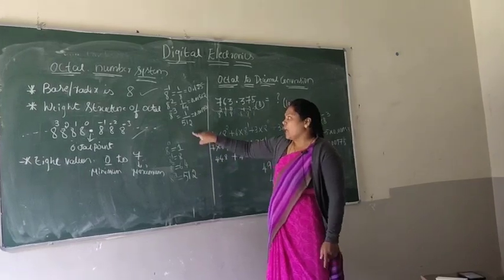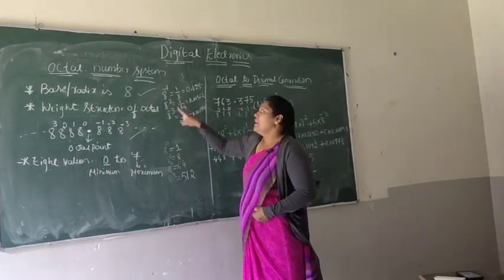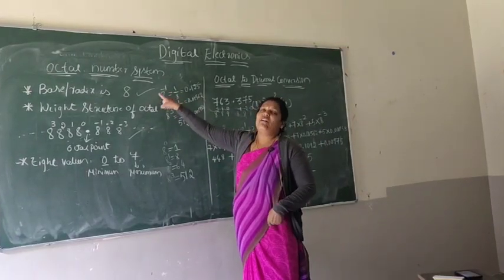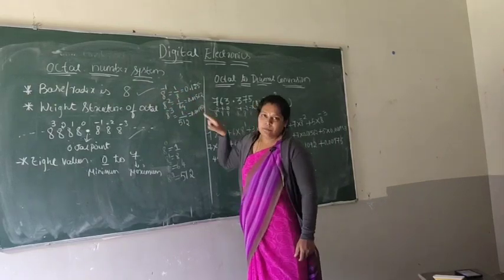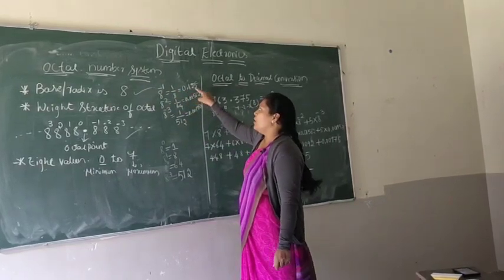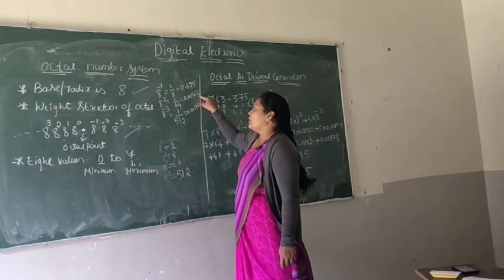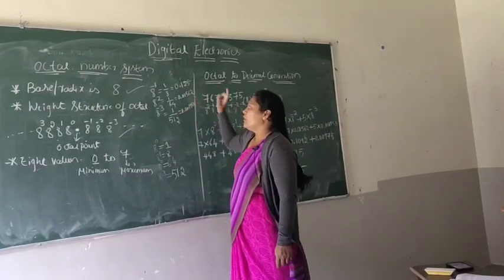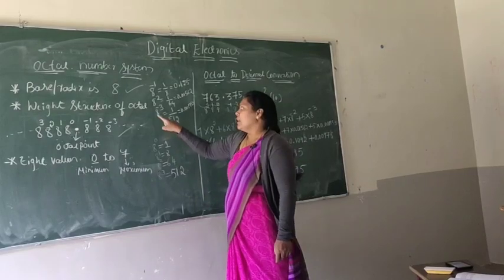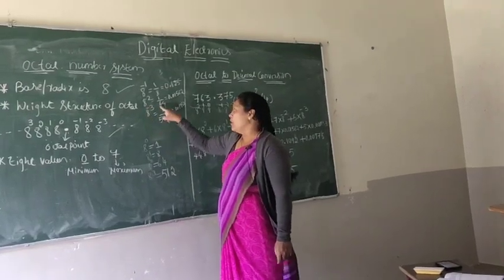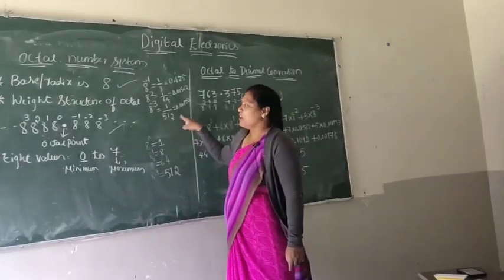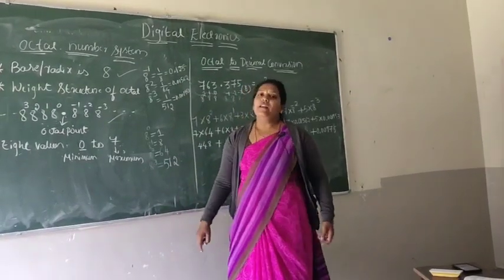Like that, you calculate the fraction part also. 8 to the power of minus 1 is 1 divided by 8, so you get 0.125. 8 to the power of minus 2 you calculate and round off, so 0.01562. Then 8 to the power of minus 3 is 1 divided by 512, so you will get 0.00195.